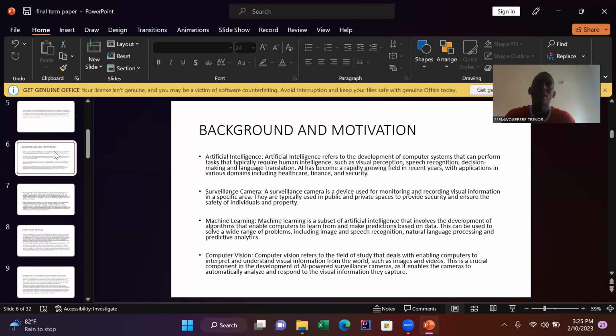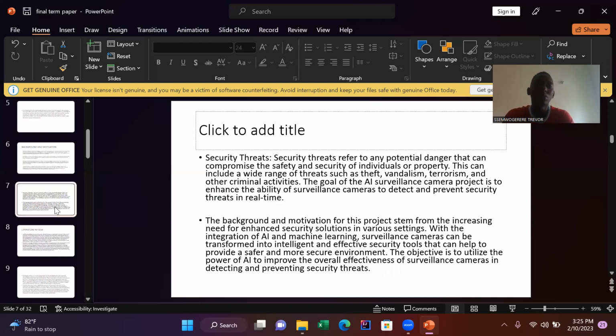And in Python, we use OpenCV. OpenCV is a package that gives the computer the capability to interpret and understand the visual information from the world. So we talk about the security threats. The background and motivation for this project stem from the increasing need for enhanced security solutions in various settings, transformed into intelligent tools that can be used for security purposes in the environment.